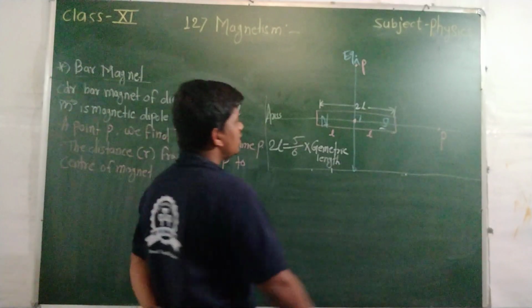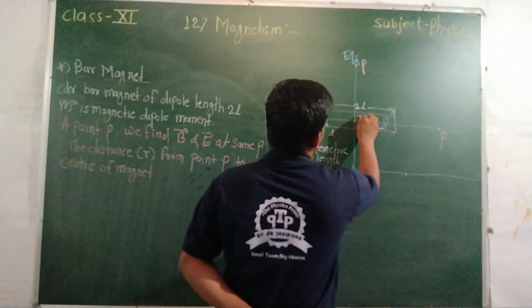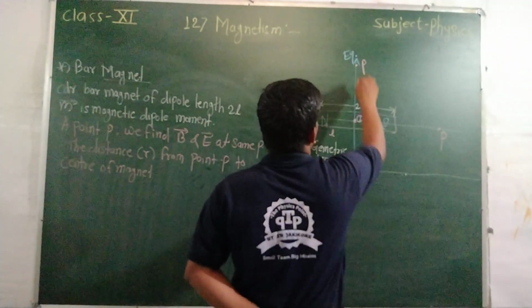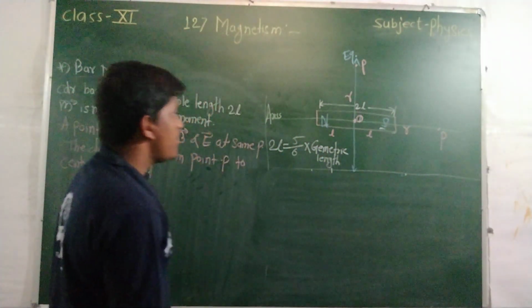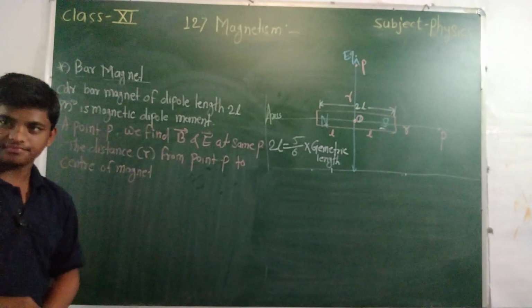Consider this is the center O, and the distance is R. This is R and this is also R. OP is a distance R.